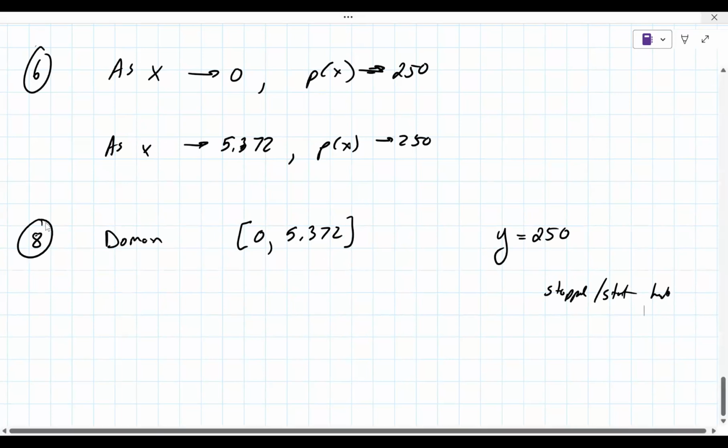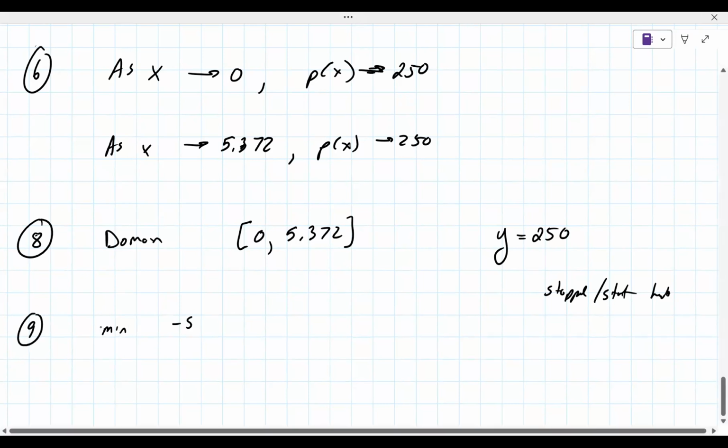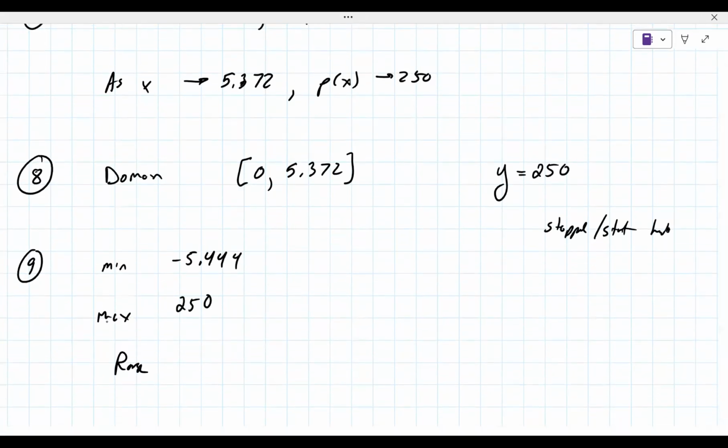The range, practical range. So we did not actually calculate the min. If we go back to the graph, we can get the min. The min is minus 5.44. That's just from the graph. I'm not doing anything special. So the max is where it started, 250. So the range is from minus 5.444 to 250. You might make a note that it's feet. Domain is in minutes.